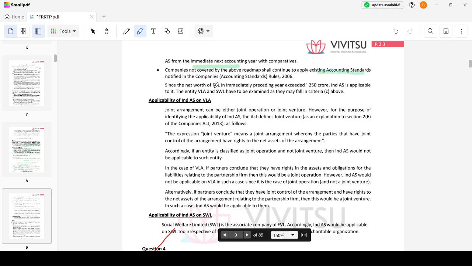Since the net worth of FPL in the immediately preceding year exceeded 250 crores, Ind AS will be applicable. Now I have to examine both cases. First, I have to mention, whenever there is a question related to applicability, the first point I have to write is about the applicability and how it applies to the current entity. Then if a similar question is asked where two related parties, VLA and SWL, are given, I have to check for them. Then I have to put a heading, like VLA, then discuss the related points, then SWL. This improves the presentation and makes it easy for the examiner to understand it.